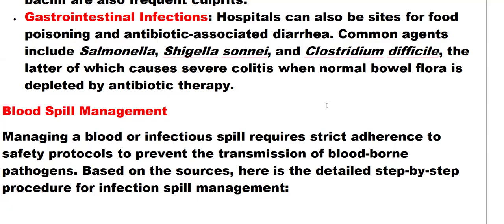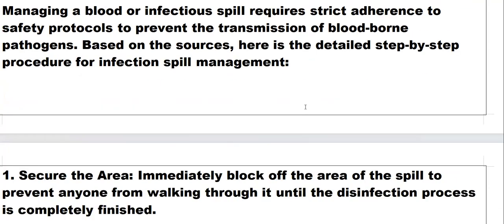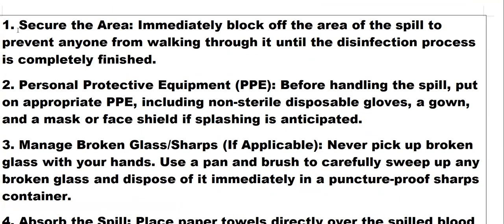Blood spill management. Managing a blood or infectious spill requires strict adherence to safety protocol to prevent the transmission of bloodborne pathogens. Here is the detailed step-by-step procedure for infectious spill management. First, secure the area. Immediately block off the area of the spill to prevent anyone from walking through until the disinfection process is completely finished.